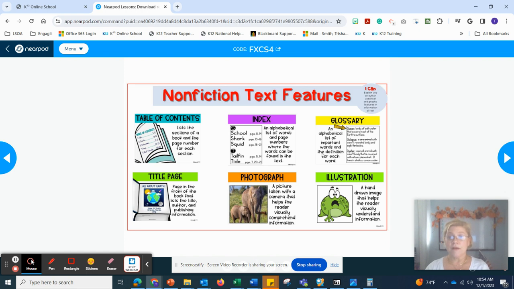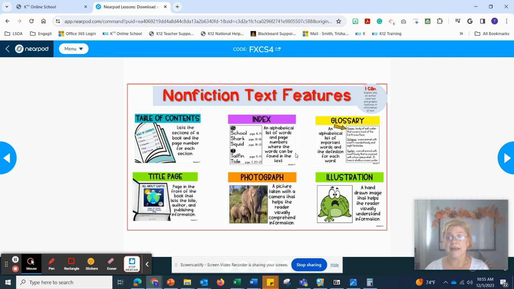So what are some of these nonfiction text features? We have the table of contents. The table of contents lists the selections of a book and page numbers for each section. And then we have the index. Index is an alphabetical list of words and page numbers where the words can be found in a text. Glossary, an alphabetical list of important words and definitions for each word.